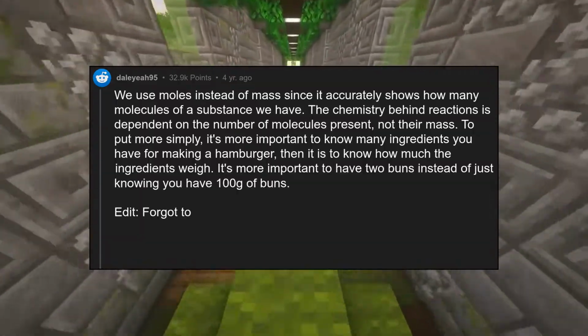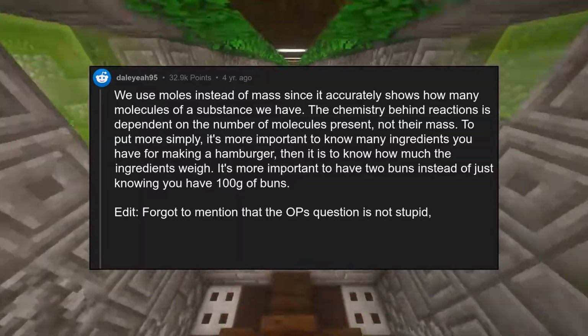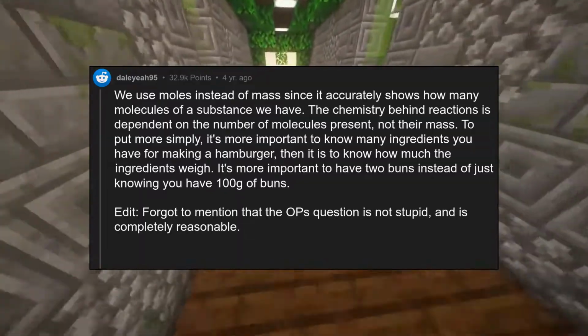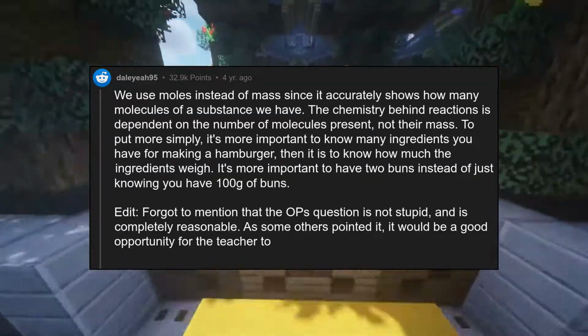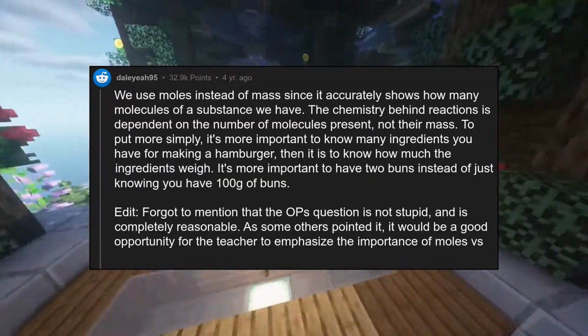Edit: Forgot to mention that the OP's question is not stupid, and is completely reasonable. As some others pointed out, it would be a good opportunity for the teacher to emphasize the importance of moles versus mass.